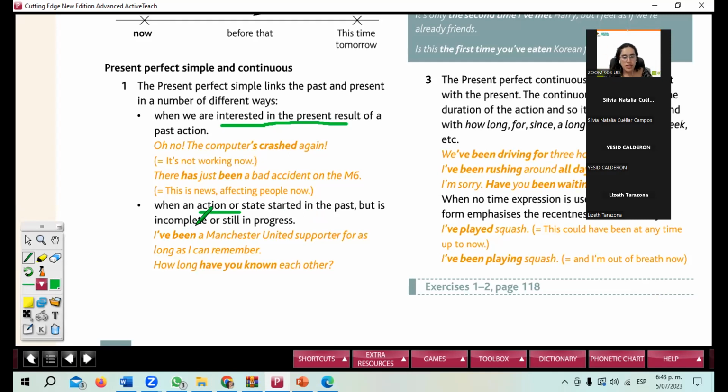We knew each other in the past and we continue to know each other to the present, and this is incomplete, it continues to the future, okay? So we use it when the result is relevant, or we are interested in the result, or the action is incomplete or still in progress, okay?